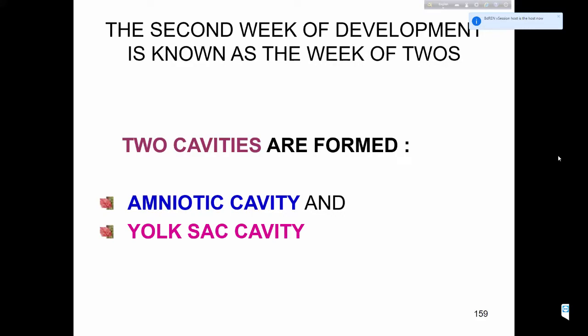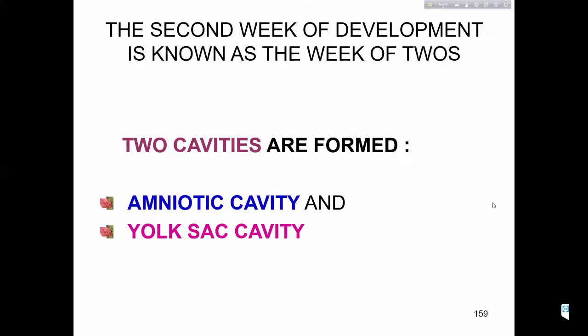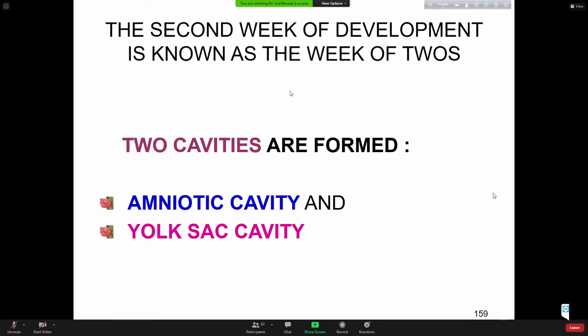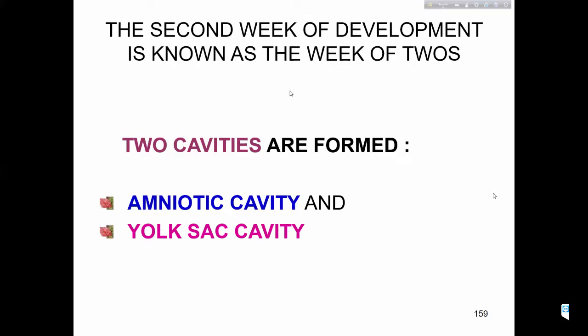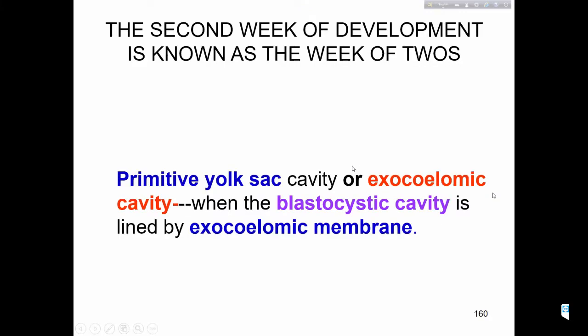It was the blastocystic cavity, then it was the exocoelomic cavity or primary yolk sac, and then there is the secondary yolk sac or the definitive yolk sac. Just remember yolk sac cavity. Primitive yolk sac or cavity or exocoelomic cavity. I'm just explaining about this primitive yolk sac, exocoelomic cavity. This is nothing but the blastocystic cavity.